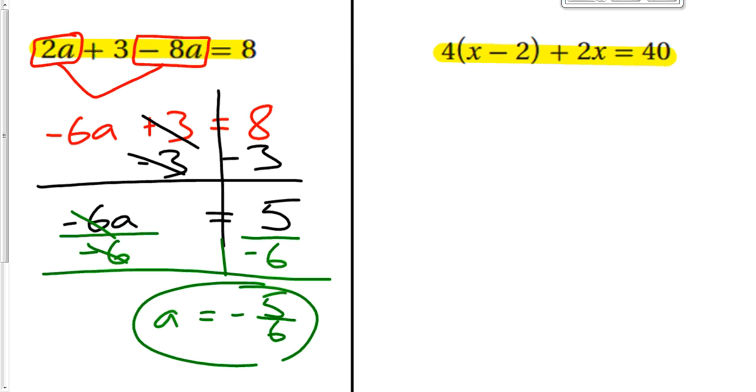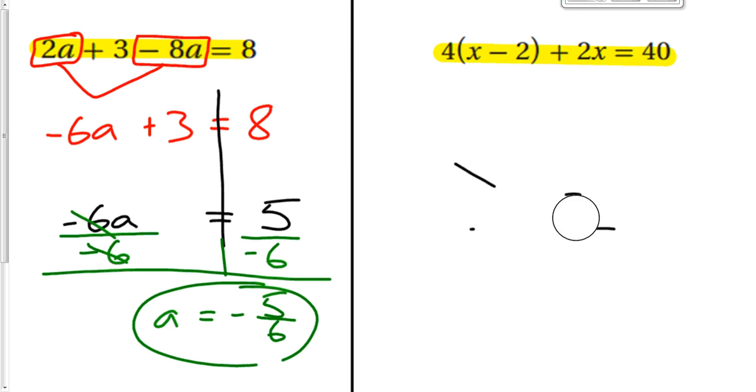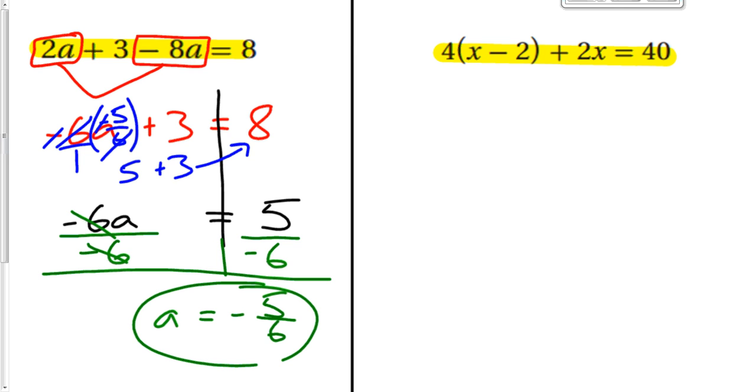Alright, and you can check that real quick too. You can go back to the beginning, or if you want to look at what you combined, that might make it easier too. So for instance, if I put back in negative 5/6 for a, our negatives cancel out. Negative times a negative is a positive. 6's cancel out. So you're left with 5 over 1, or 5, plus 3, which equals 8. So it looks like we got the right answer. So you can always go back and check.